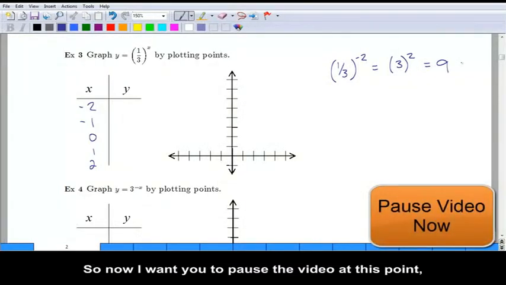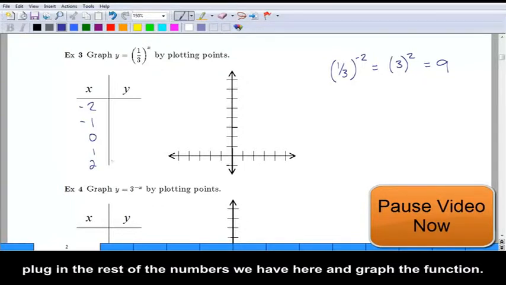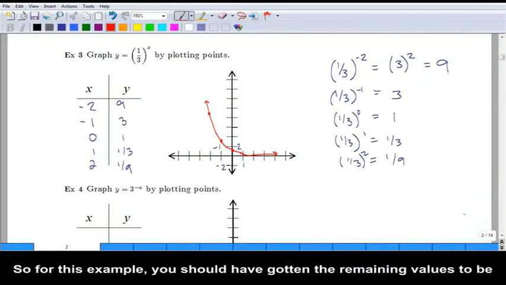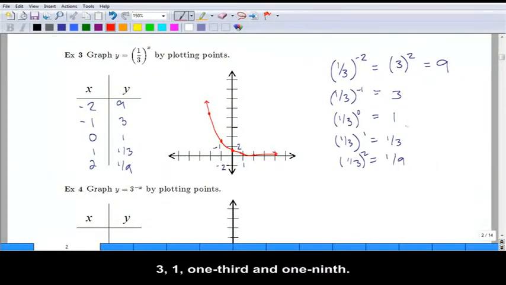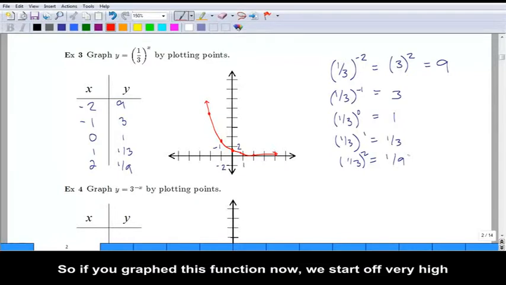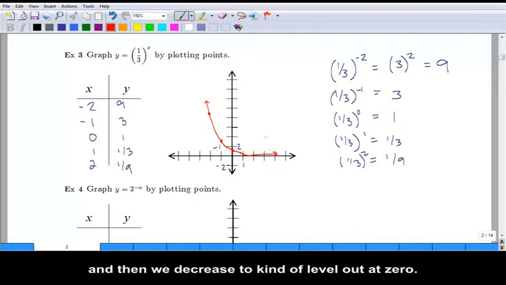So now I want you to pause the video at this point, plug in the rest of the numbers we have here, and graph the function. So for this example, you should have gotten the remaining values to be 3, 1, 1/3, and 1/9. Again, if you plug in 1/3 and raise it to the respective powers. So if you graph this function now, we start off very high, and then we decrease to kind of level out at 0.